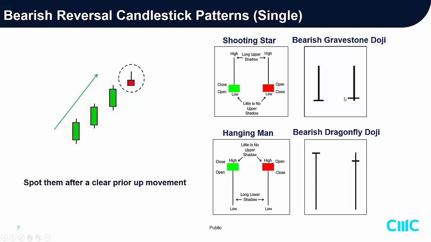The one that is similar to a shooting star is the bearish gravestone doji, where the opening level and the closing level are similar. Inversely to a shooting star will be this bearish hanging man, with a small little body as well, and similar to the bearish hanging man is this bearish dragonfly doji.